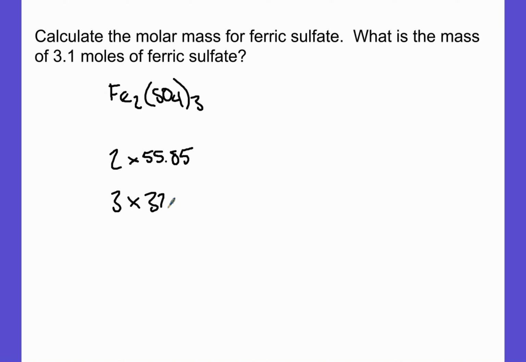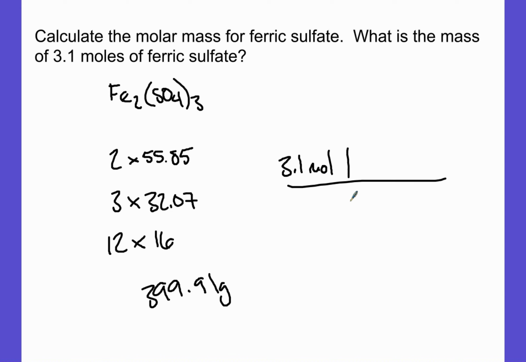So I'm going to need 3 times 32.07, I believe it is. And then I'm going to need 12 oxygens, because 3 times 4 is 12. And add all that up, I'm going to get a pretty big mass. This time it's going to be 399.91 grams. And then I'm going to use that answer to do the actual problem, right? Because I need to change 3.1 moles into grams. But if I don't know that there are 399.91 grams in a mole, it's kind of hard for me to do that.